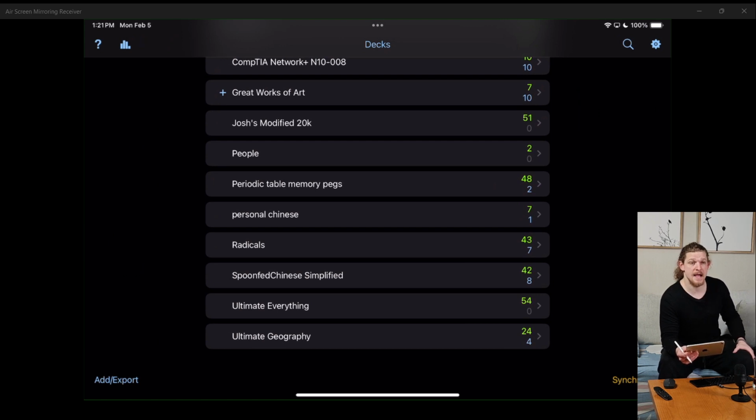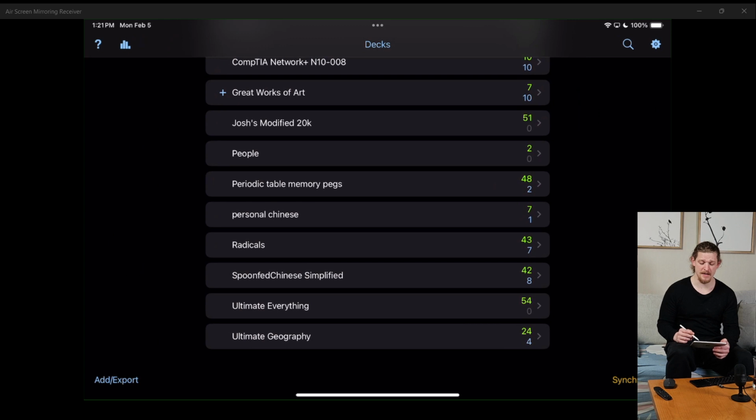The PC application and the web app are both free. The Android app is also free, and the iPad app is a paid app. And I don't even think they're all made by the same developers. I think they're actually made by several different developers. But anyways, it's a really fantastic tool if you're trying to memorize any sort of information.